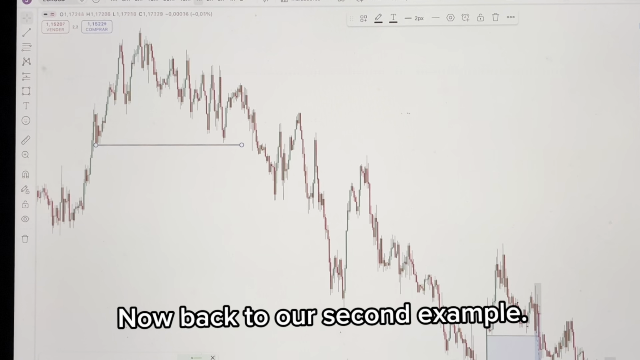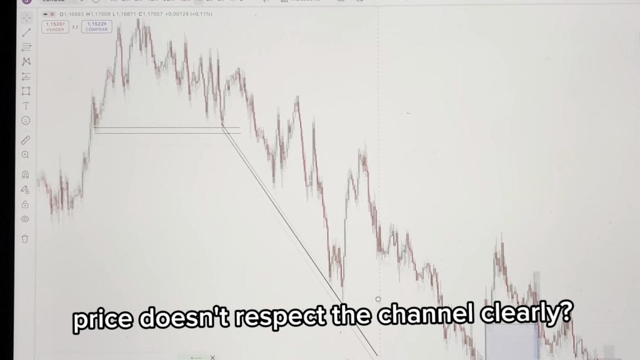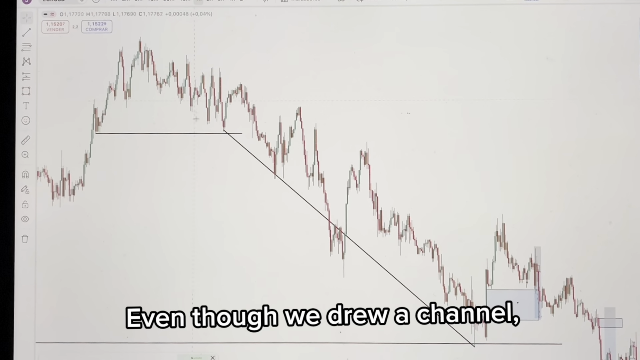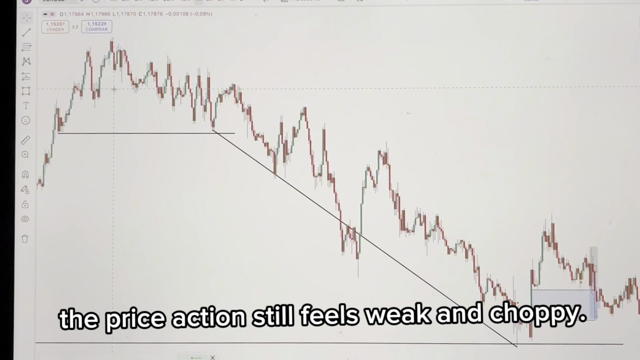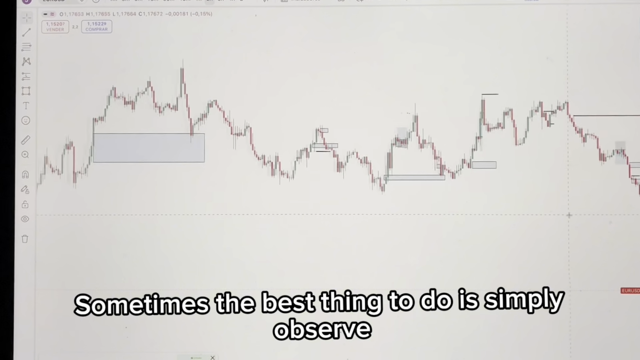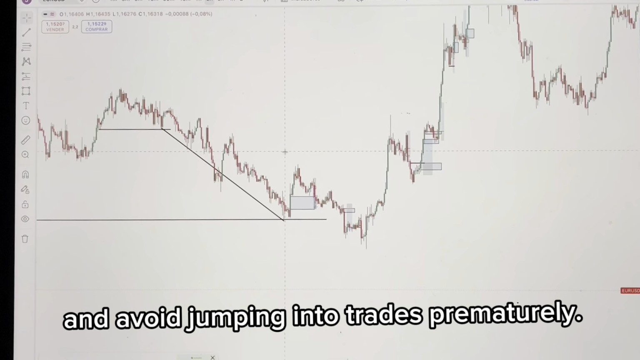Now back to our second example. Remember when I said earlier that sometimes price doesn't respect the channel clearly? This is exactly what happens here. Even though we drew a channel, the price action still feels weak and choppy. There aren't any clear signs of momentum building. Sometimes the best thing to do is simply observe and avoid jumping into trades prematurely.